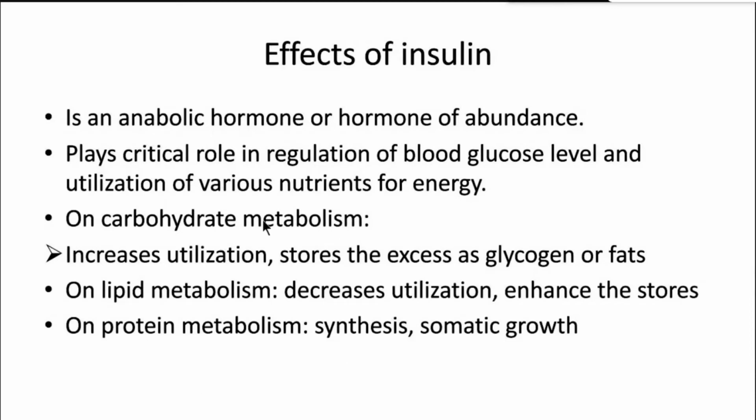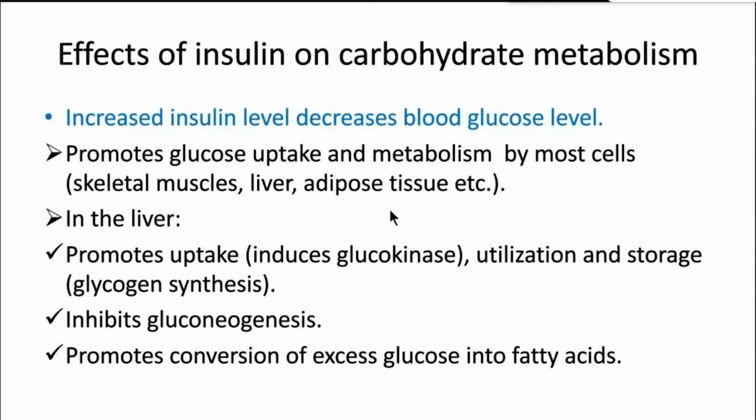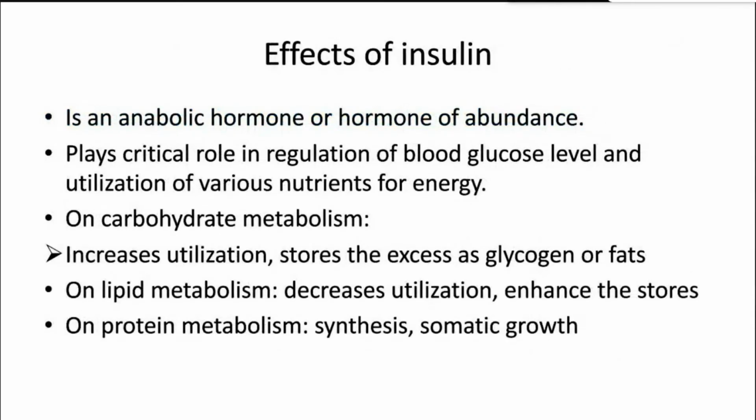Okay, this is the summary of the effect of insulin on different metabolic aspects. Now, there are some other effects also. For example, on potassium transport across the cell, an increase in insulin level will facilitate potassium influx into the cell. And so the final effect is a decrease in potassium level in the plasma or extracellular fluid. And we utilize this property of insulin for short-term treatment of hyperkalemia.